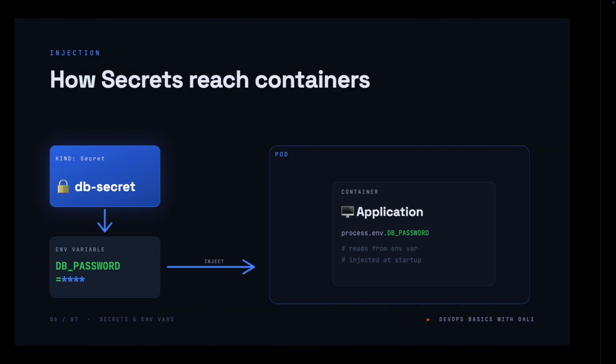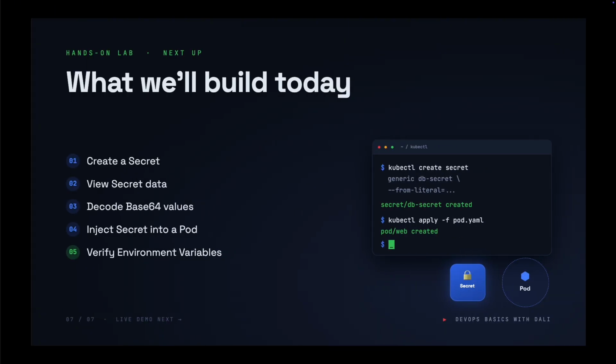In this lab, we'll create a secret, inspect its contents, understand how base 64 works, inject the secret into a pod, and finally verify that our application can access the value through an environment variable. Let's switch to the terminal and build it step by step.